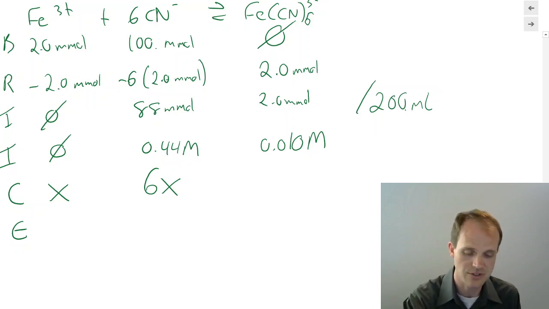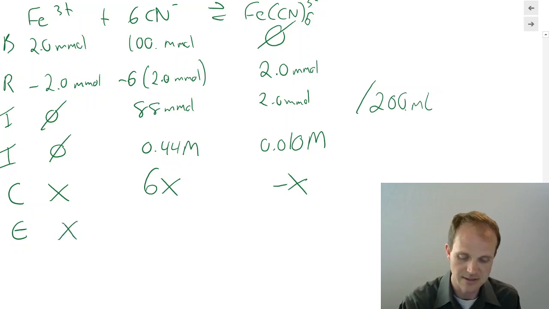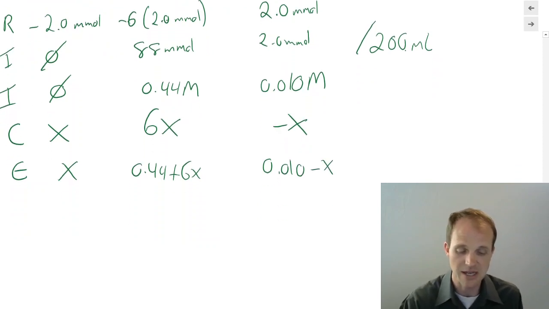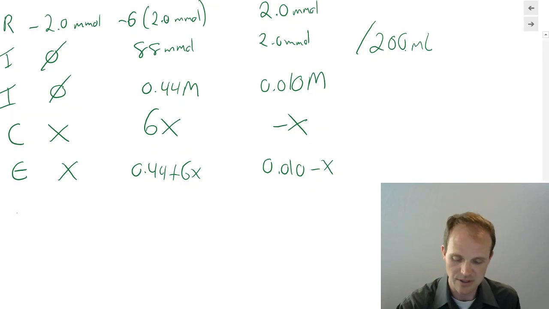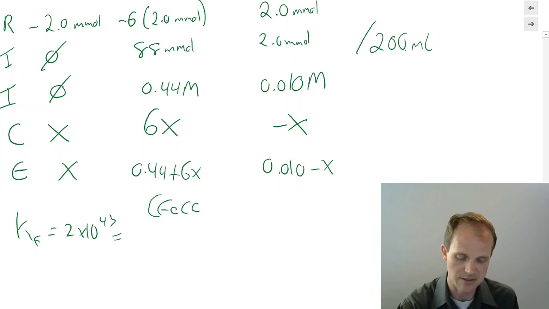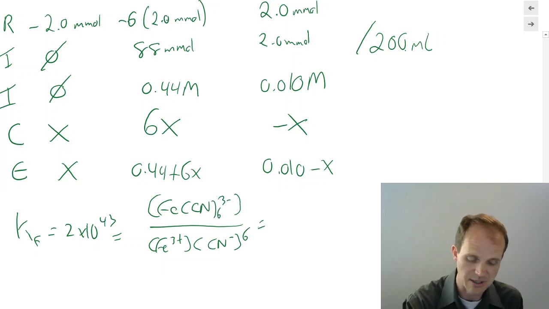Always that stoichiometric coefficient in front of there, minus X, because I know it's going to the left. So this one's easy. X, 0.44 plus 6X, and 0.010 minus X. Let's plug that into our K expression and then see what we can do. So KF is 2 times 10 to the 43rd, and that's going to be the concentration of my iron cyanide complex over my iron and my cyanide to the 6th power. I plug in my equilibrium value, 0.010 minus X.